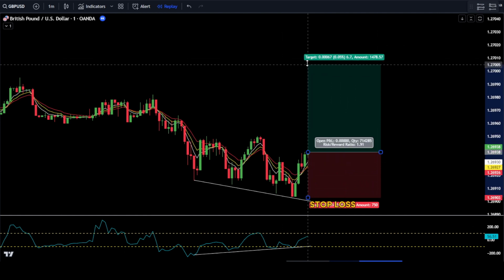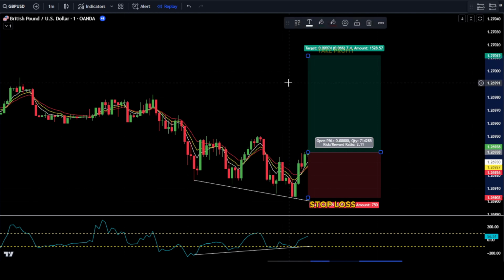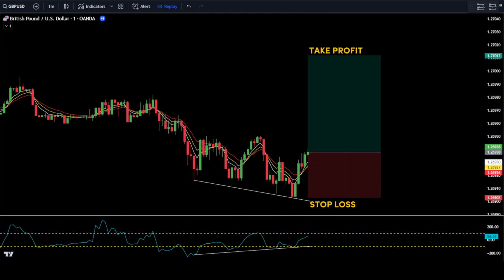After all is confirmed, you can enter a buy order after the bullish candlestick closes. Place the stop loss at the latest swing low. Use a take profit target with a risk and reward ratio of 1:2.